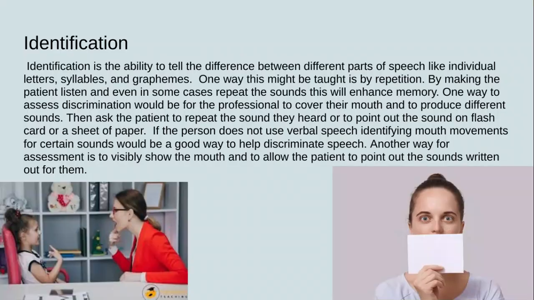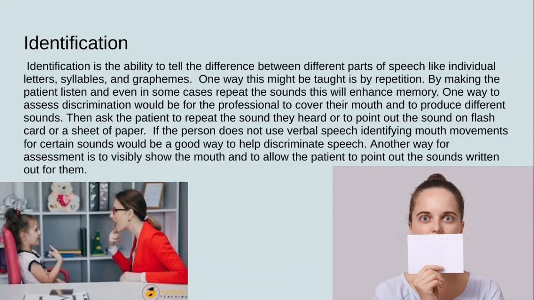Identification. Identification is the ability to tell the difference between different parts of speech, like individual letters, syllables, and graphemes. One way this might be taught is by repetition. By making the patient listen and even in some cases repeat the sounds, this will enhance memory.